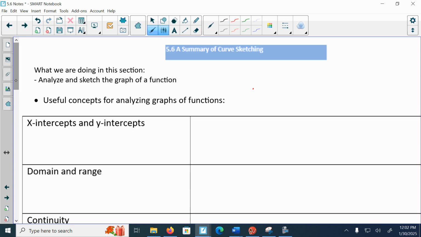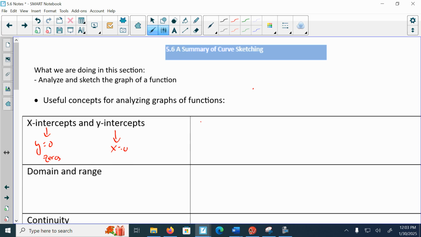My x-intercepts are when y is equal to 0. My y-intercepts are when x is equal to 0. So if I have any equation and I want to find my x-intercepts, I substitute 0 for y and solve. If I want to find my y-intercepts, I substitute 0 in for x and solve. These are also called the zeros of a function.